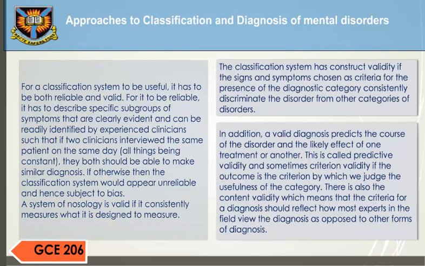A system of nosology is valid if it consistently measures what it is designed to measure. The classification system has construct validity if the signs and symptoms chosen as criteria for the presence of a diagnostic category consistently discriminate the disorder from other categories of disorders. In addition, a valid diagnosis predicts the cause of the disorder and the likely effect of the treatment on another.